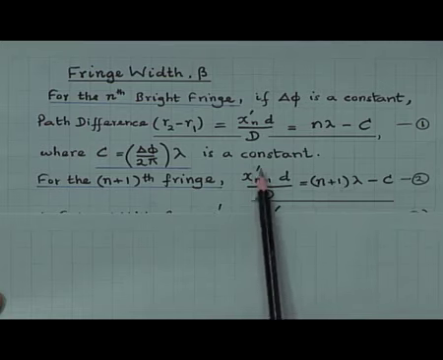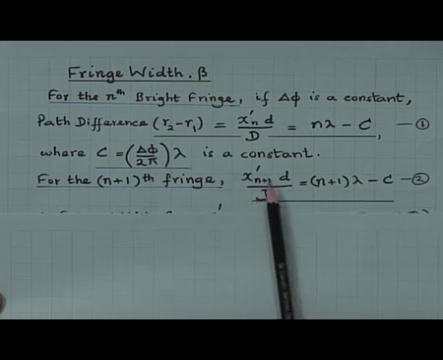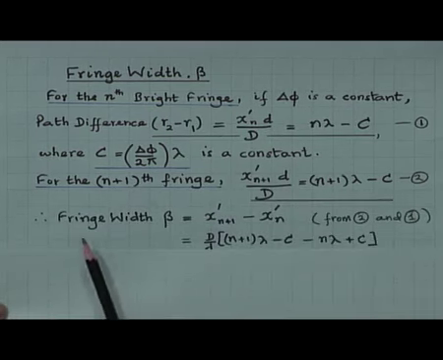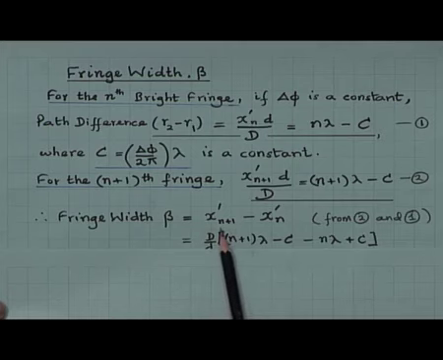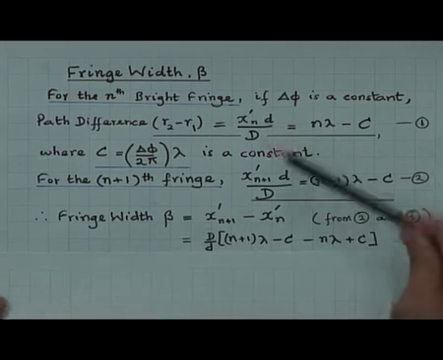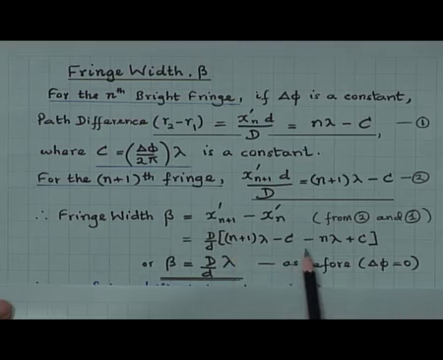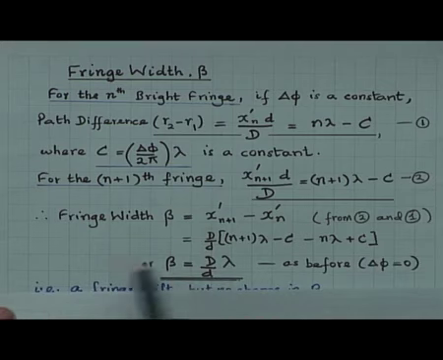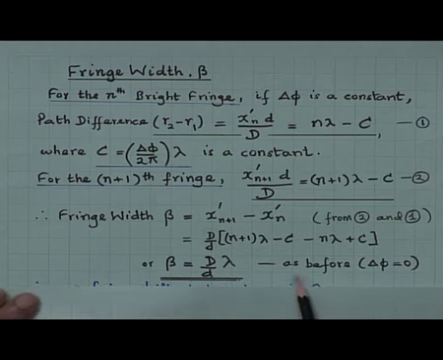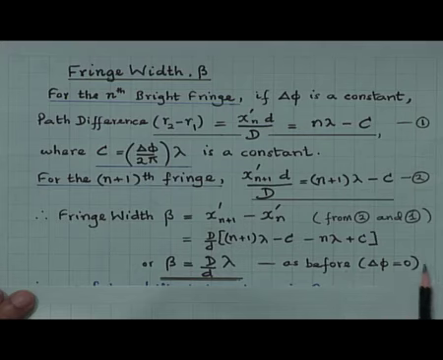The dash is only to represent the case where there is a finite delta phi. It is not a derivative or anything, and therefore, the fringe width beta is equal to x n plus 1 dash minus x n dash. So, from 2 and 1, if we subtract this, then we have d by D into (n plus 1) lambda minus c minus n lambda plus c, which is the fringe width, equal to D by d into lambda. As before, I have written here as before. As before means the case when there was no phase shift, no initial phase shift.